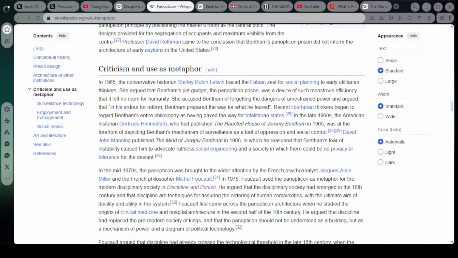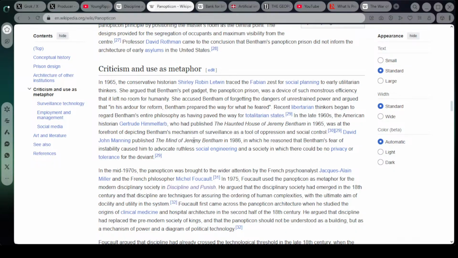Shirley Robin Letwin traced the Fabian zest for social planning to early utilitarian thinkers. She argued that Bentham's pet gadget, the Panopticon prison, was a device of such monstrous efficiency that it left no room for humanity. She accused Bentham of forgetting the dangers of unrestrained power and argued that, in his ardor for reform, Bentham prepared the way for what he feared. Recent libertarian thinkers began to regard Bentham's entire philosophy as having paved the way for totalitarian states.